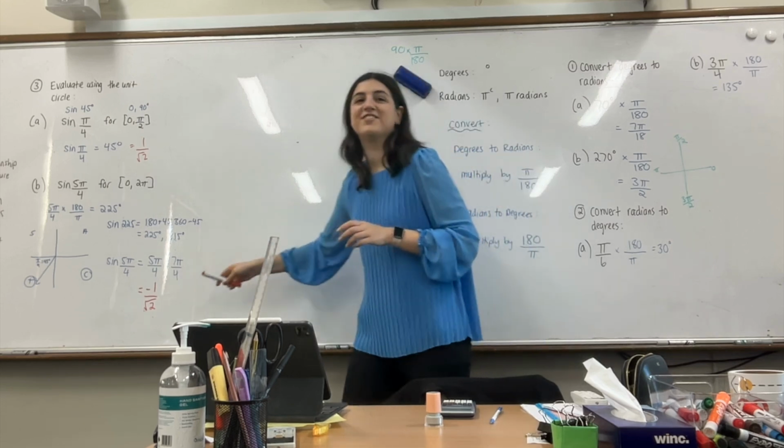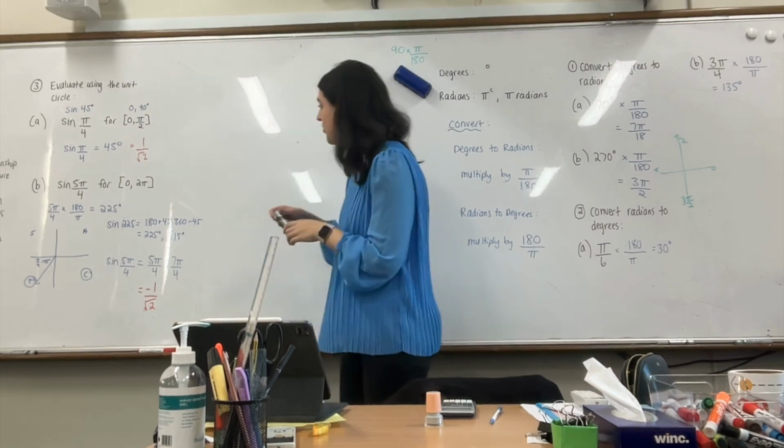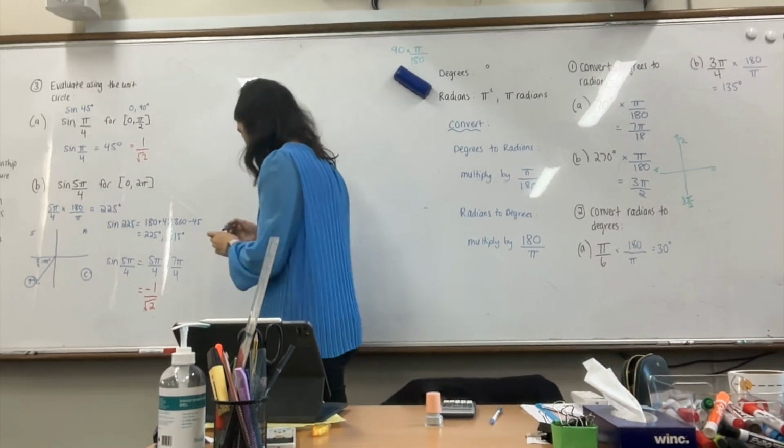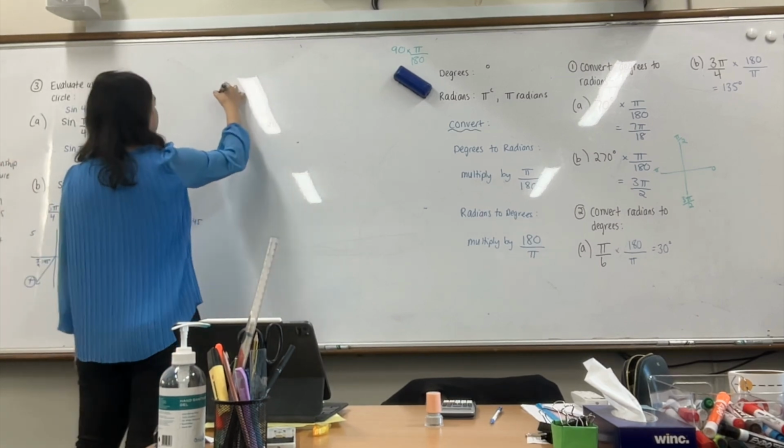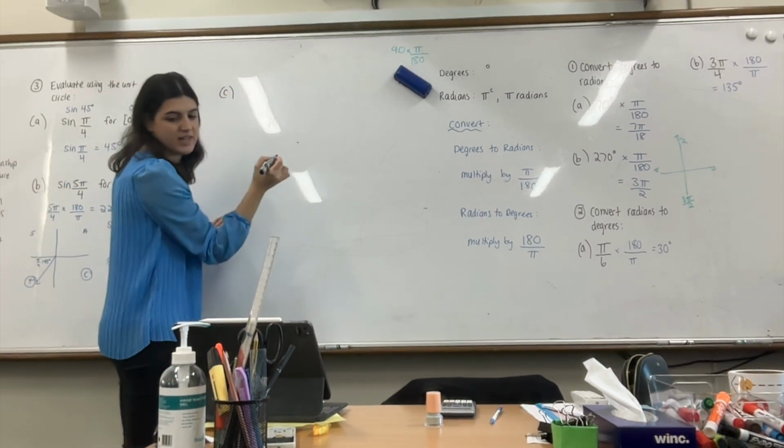Alright. So the next one here, I'm going to do C. What have I got? Cos 11 pi.